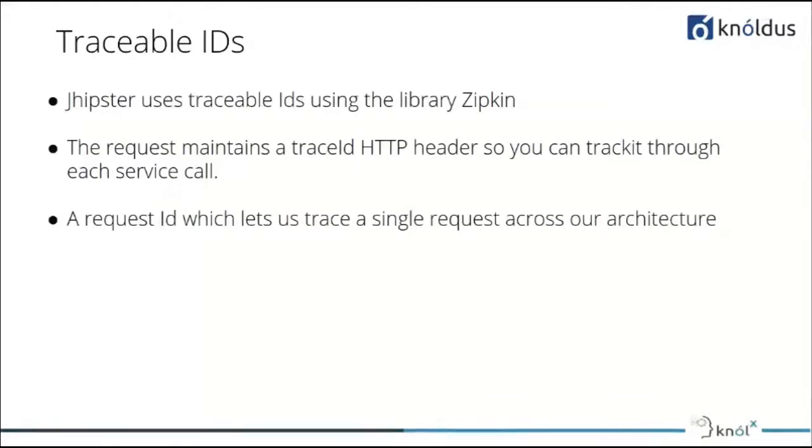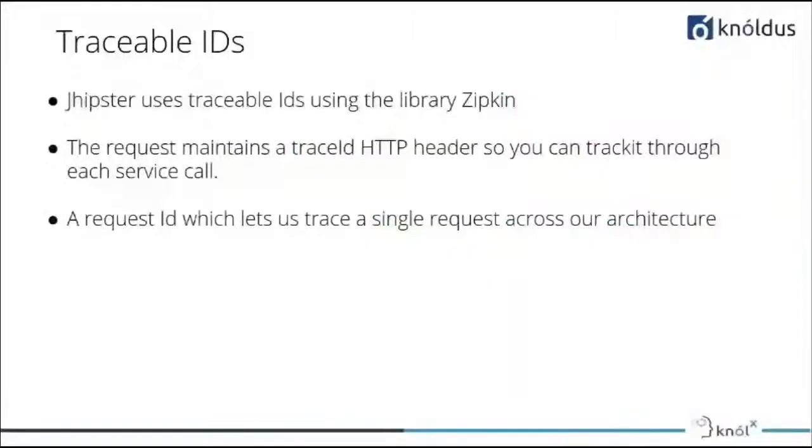So this is one more thing that JHipster provides, that is the traceable ID. So what is a traceable ID? A traceable ID is a unique ID that JHipster adds in the request header, through which we can track the entire flow of our request. So where is a traceable ID useful? For debugging purposes, it is very beneficial.